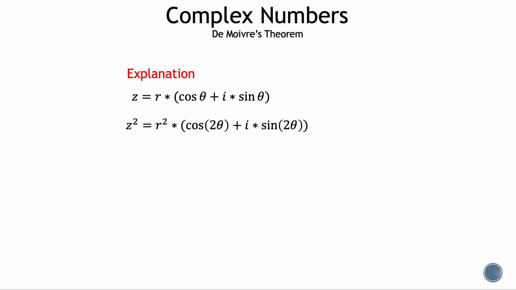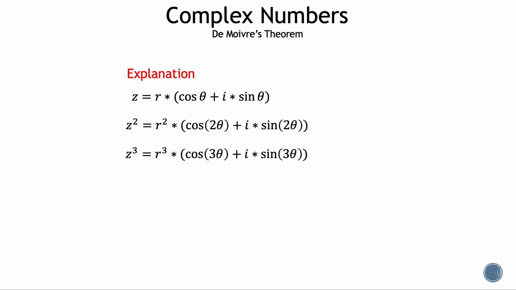Let's multiply this complex number by itself again. And remember, when we multiply these types of complex numbers, we multiply the moduli and add the arguments. Let's simplify. So now we have z cubed is equal to r cubed times the quantity of cosine 3 theta plus i times sine 3 theta.